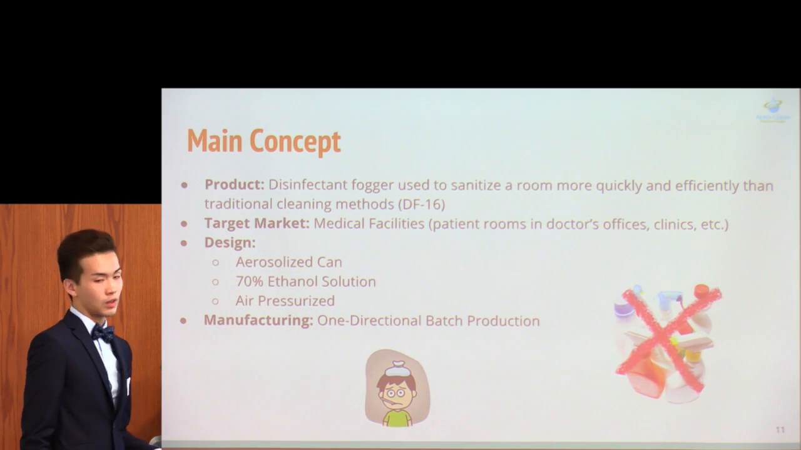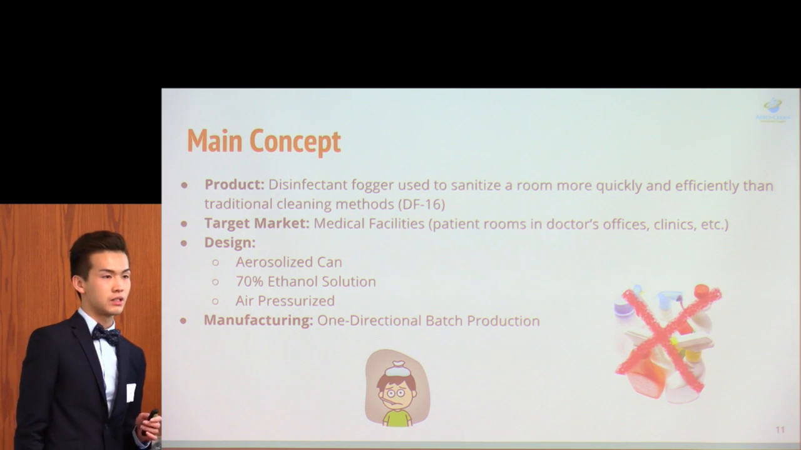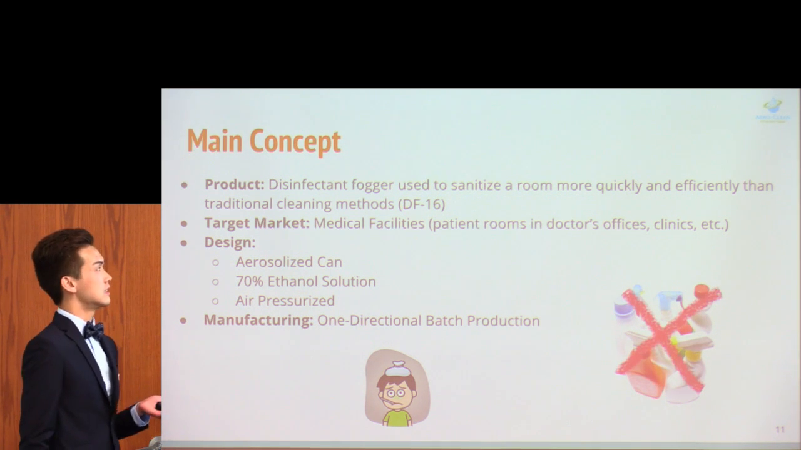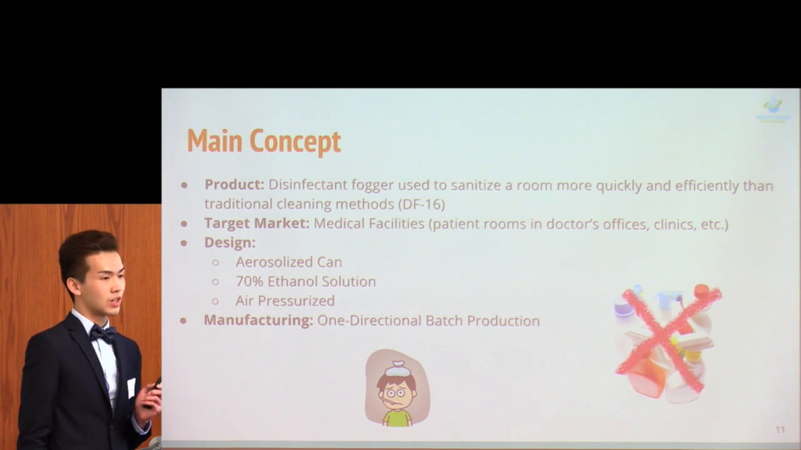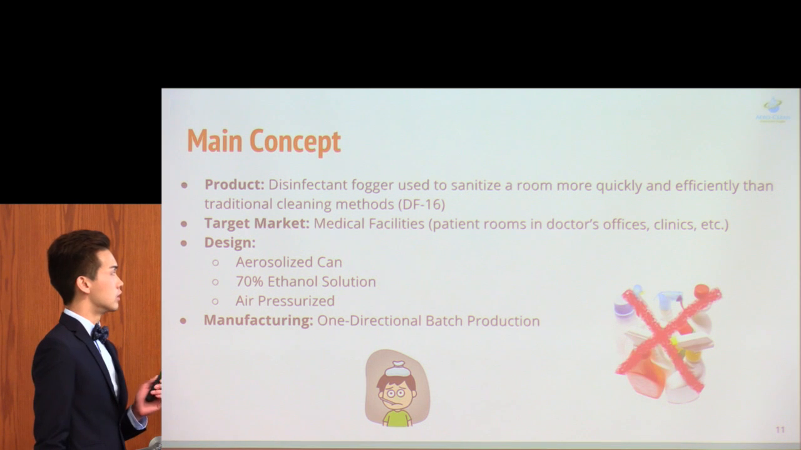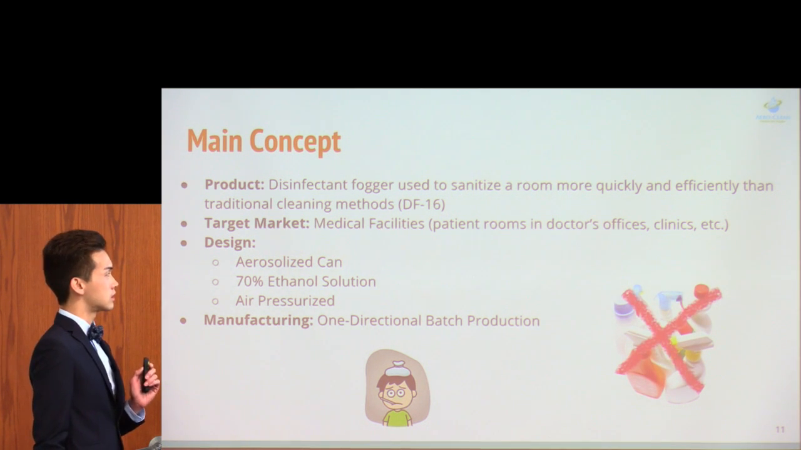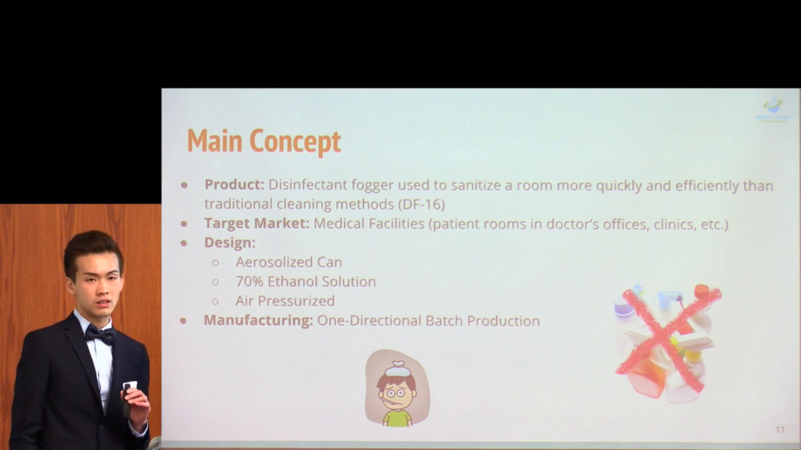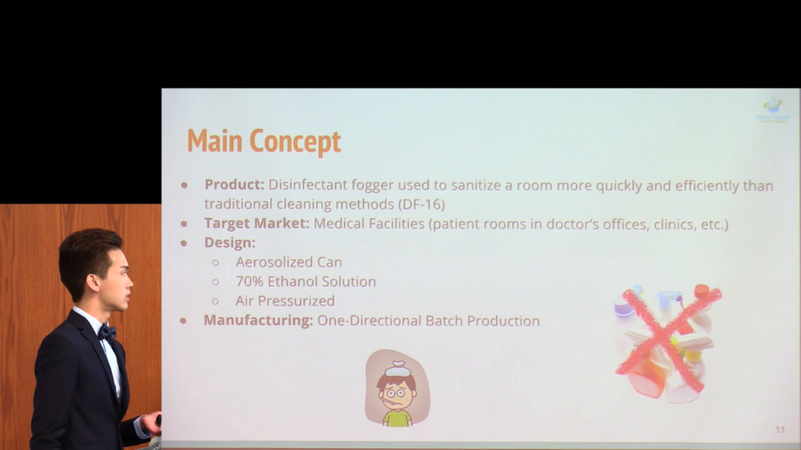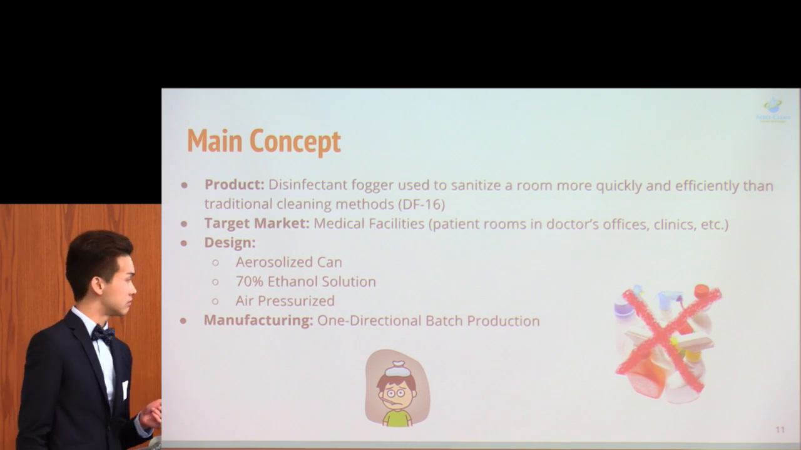And this is an overview of our main concept. Our product is going to be a disinfectant fogger that can sanitize a room quickly and efficiently. We're going to name this the DF16. Our initial target market will be medical facilities, so patients' rooms and doctors' offices and clinics. The design is going to be an aerosolized can made of aluminum with a 16-ounce capacity with 8 ounces of a 70% ethanol solution, and it's going to be pressurized with air. And our manufacturing process will be a one-directional batch production.